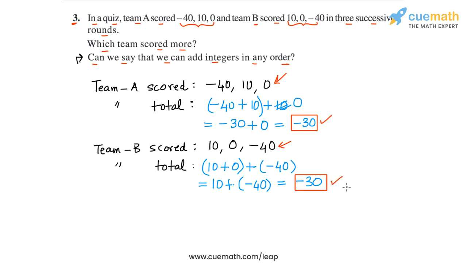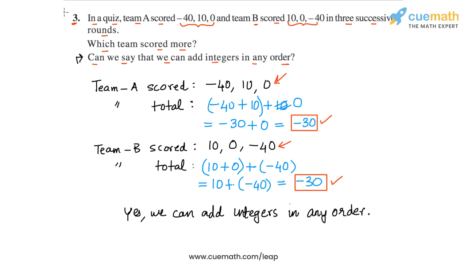And that is because addition of integers is associative. You can add integers in any order. So the answer to this question is yes, we can add integers in any order. And this is because the addition of integers is associative. So we can add integers in any order. So this is the answer for question number 3.